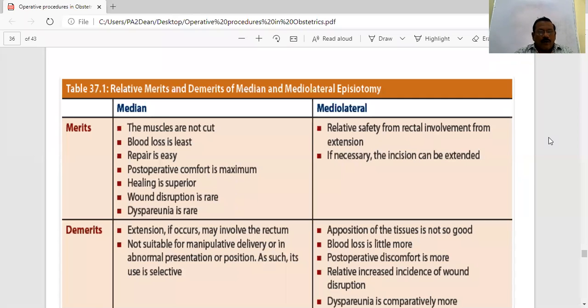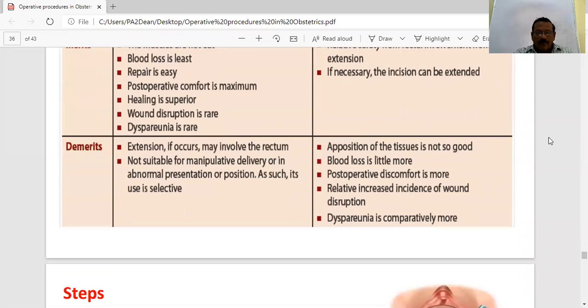Coming to the demerits of median episiotomy: if extension occurs, it may involve the rectum. It is not suitable for manipulated delivery or in abnormal presentations or positions. As such, its use is very selective. Coming to the mediolateral episiotomy, the apposition of tissues is not so good. Blood loss is a little more. Post-operative discomfort is more. There is a relative increase in the incidence of wound disruption, and dyspareunia is commonly more. So these are the disadvantages of mediolateral episiotomy.